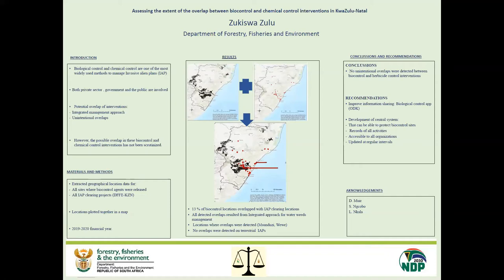And we also conclude that the overlaps that were detected were for water weeds only, and there are no overlaps of interventions for any of the terrestrial species. We recommend that there be an improvement in information sharing, and we recommend the development of a system where all interventions can be recorded and accessible to all stakeholders. Thank you.